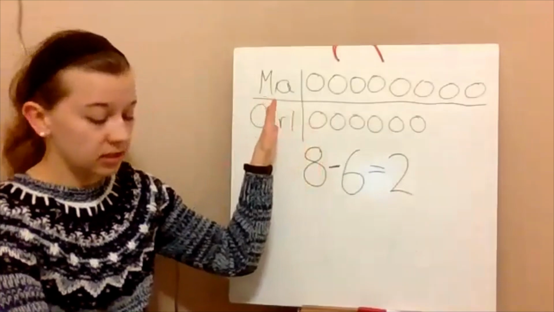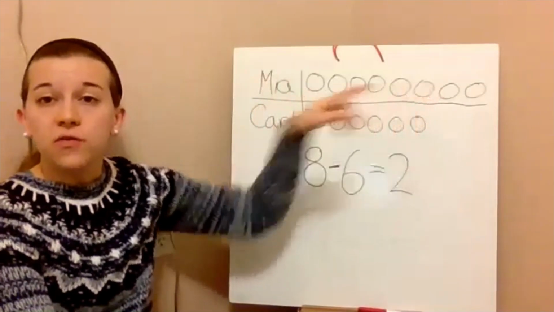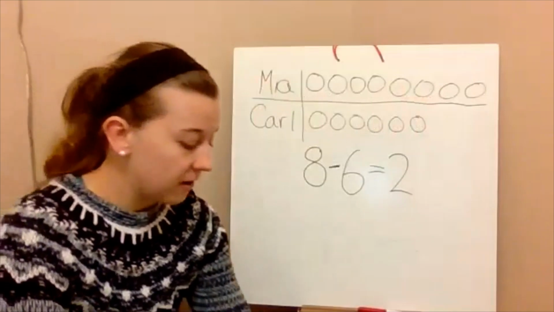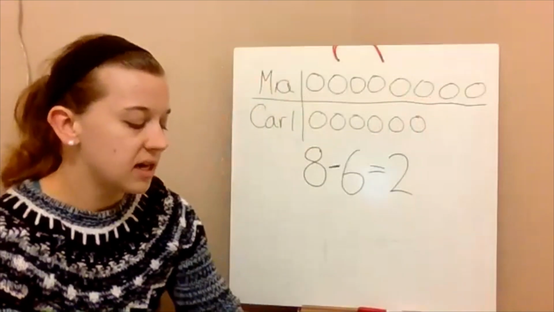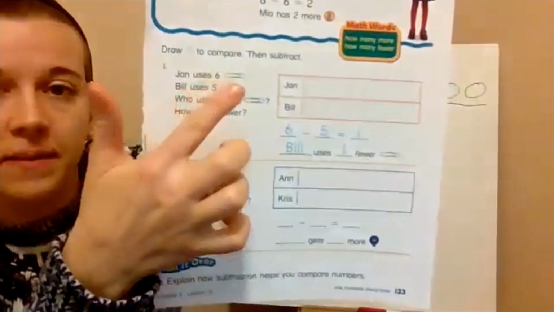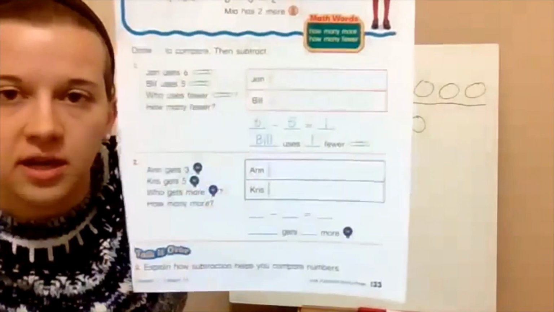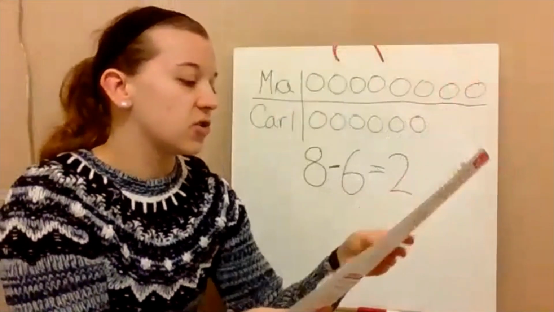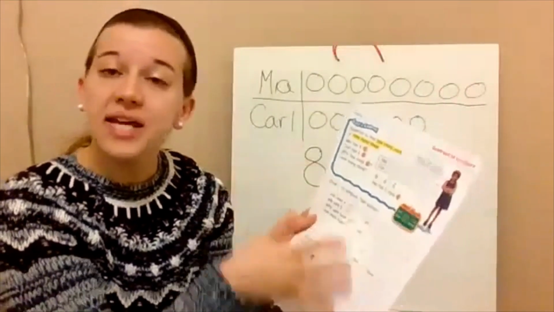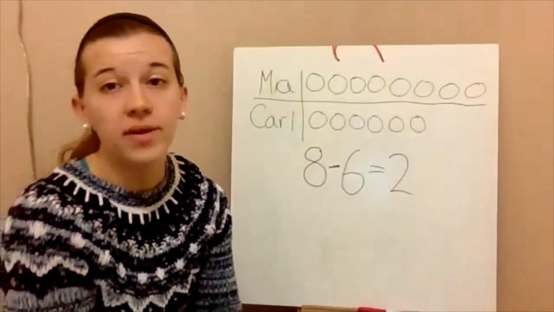Okay, so on your worksheet, you are going to be doing this. You're going to have charts that kind of look like this. You're going to draw circles for the objects that they tell you. Like number 1 is talking about paper clips. So it's like Jan uses 6 paper clips, but instead of drawing a paper clip, you're just going to draw the circles. Okay, and then it tells you how many Bill uses, and then you have to do the subtraction problem to find how many fewer or how many more.